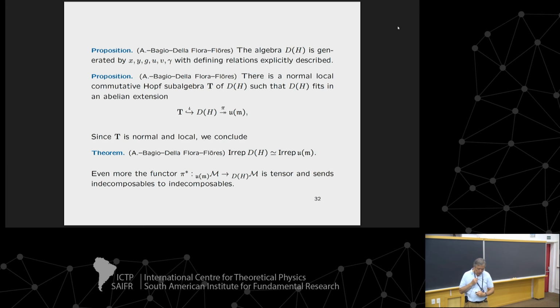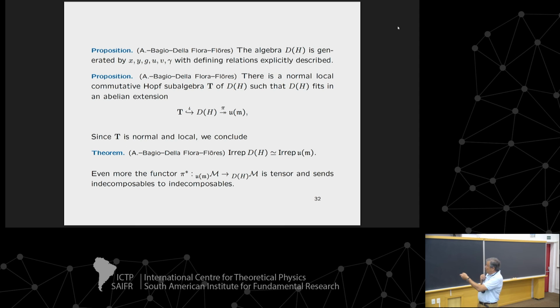Now, some facts. First, the algebra D of H is generated by 6 elements X, Y, G corresponding to H, Y, V, gamma corresponding to H dual, and the defining relations can be explicitly stated. Second fact, there is a normal local commutative Hopf subalgebra T of D of H, such that D of H fits into an abelian extension as before.